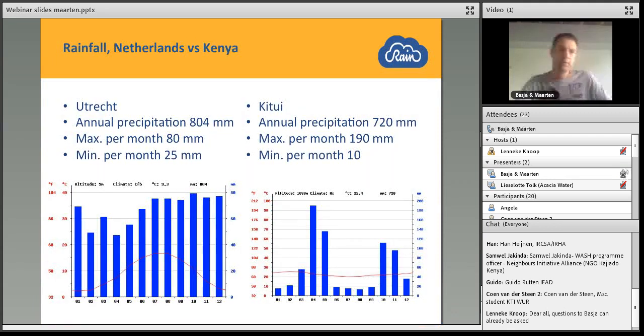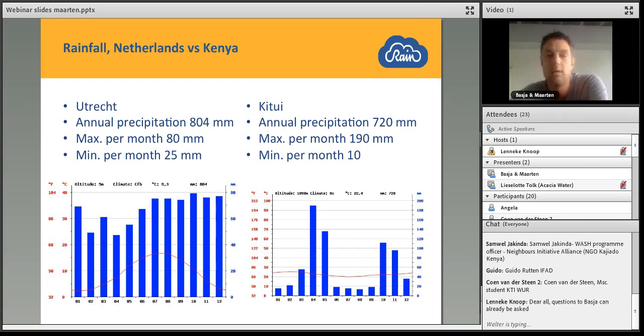So when you talk about rainfall in Kajiado and Kitui, both of them are so-called arid or semi-arid lands. If you would compare it to the Netherlands, for instance, you would say the Netherlands is quite wet, but really, when you look at the statistics, it's not so bad. The statistic on the right is from a town called Utrecht, which has an annual precipitation of 800 millimeters a year, which is roughly the same, or just a bit more than Kitui district, which is a semi-arid to arid land, where annual precipitation is 720 millimeters a year.